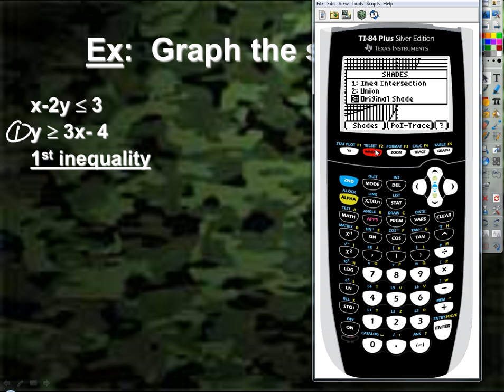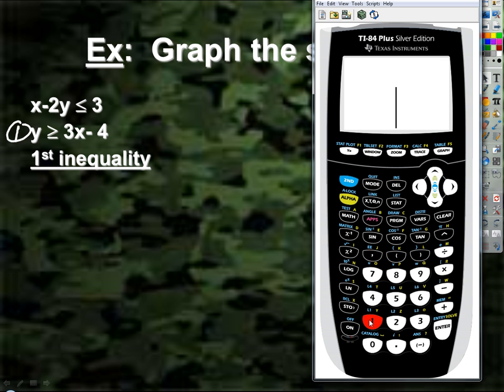I can do the original shade, I can graph the union, which is everything that's shaded for either one. Or what I want is the inequality intersection, right? I want the part that's double overlapping, that's overlapping with all of them, right? So I'm just gonna type a 1, and look what it does. It'll regraph, there's the first one. Now it'll erase away everything that's not included in the second one. Isn't that cool? So now we can see the solution. That's a really handy way to do that.